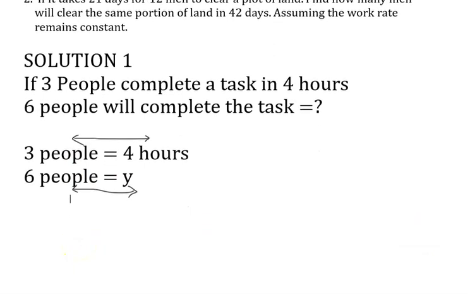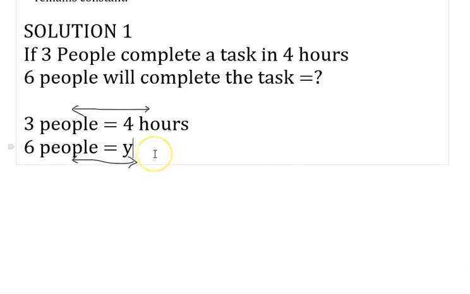So what do I mean? You will see, multiplying these two now, 6 times y will give you what? 6y equals 3 times 4 here. 3 times 4 here will give you what? 12. Okay, let's put it in perspective.